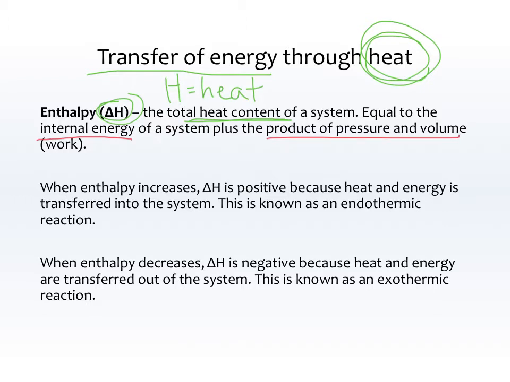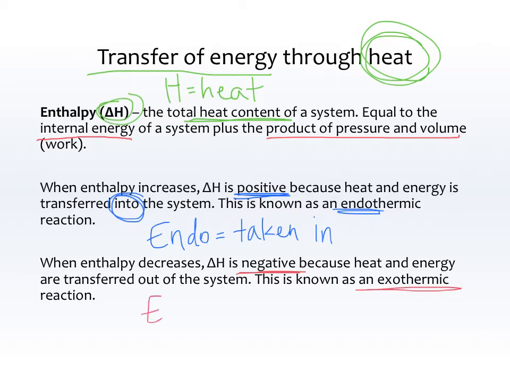Now, when enthalpy increases, delta H is a positive number because heat and energy are transferred into the system. This is known as an endothermic reaction. Endothermic, taken in. So it's a positive value because heat is added, so adding heat is positive. But if enthalpy were to decrease, delta H would be a negative number because heat and energy are transferred out of the system. This is known as an exothermic reaction. Exo, given off. So if it's losing heat and energy, it's negative from whatever it was before.